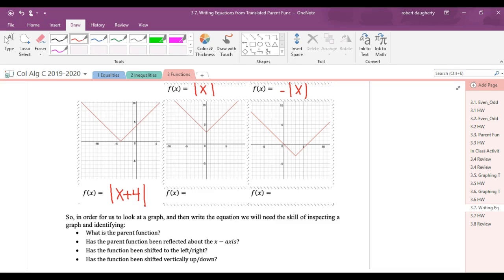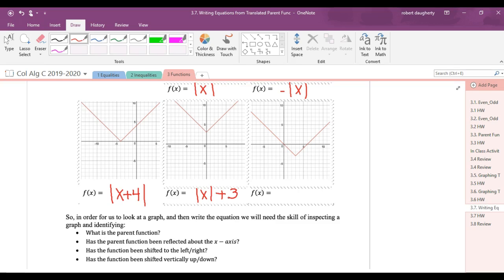Okay. So look at this one. Describe what happened in this one. Okay. Absolute value of x plus 3. So you can tell there's a difference when that 3 is outside of the absolute value. That's what kind of shift? Vertical. Okay. And then now let's look at the next one.